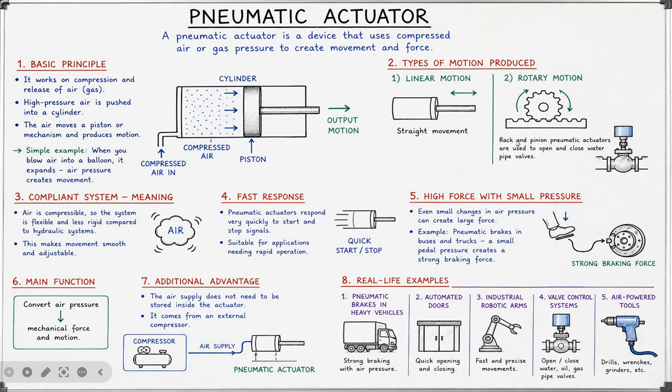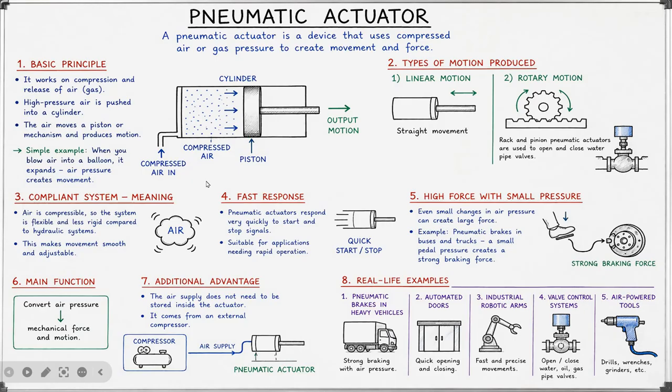The rack and pinion pneumatic actuators are used here in water pipes in order to open and close the valves. Now, this is a compliant system, that is, here air is compressible, therefore the system is flexible and less rigid, whereas the hydraulic systems were not flexible and were rigid. Those were stiff systems, whereas these are very flexible and less rigid compared to the hydraulic systems, and thus it makes the movement smooth and adjustable.